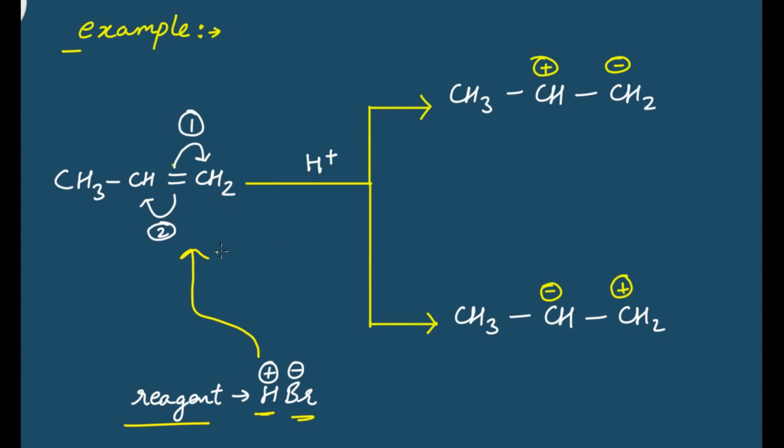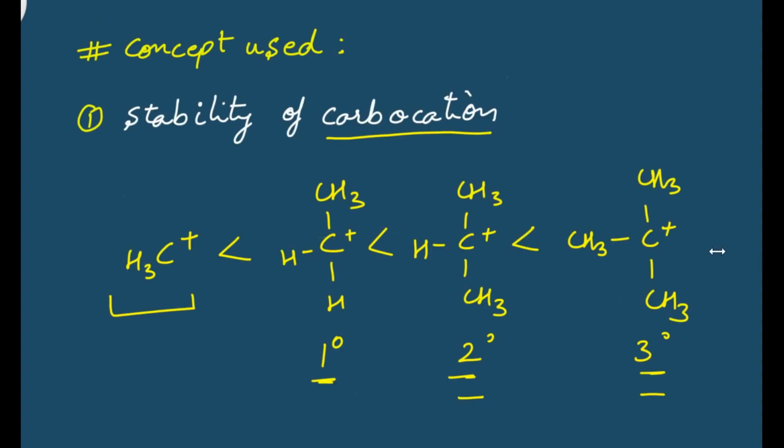Now there are two different possibilities. We have already drawn the structure for those. Now look carefully. We are talking about carbocation. Now take a look at this carbocation. This is 2 degree carbocation, and take a look at this carbocation. This is 1 degree carbocation. Now in the previous slide we knew that 2 degree carbocation is more stable than 1 degree carbocation, right? 2 degree carbocation is more stable than 1 degree carbocation.